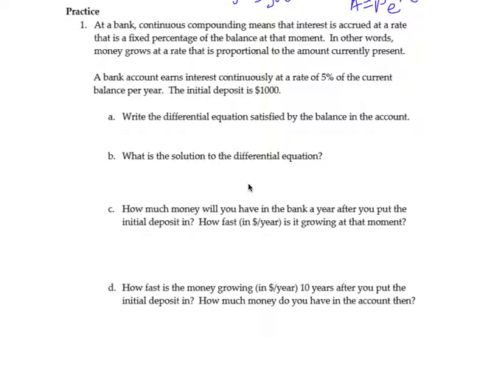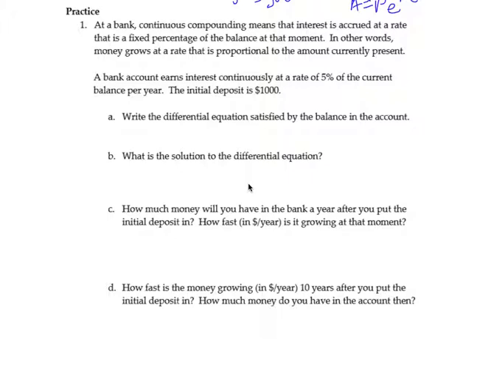Okay, so now let's do a practice problem. Let's read. At a bank, continuous compounding means that interest is accrued at a rate that is a percentage of the balance at that moment. In other words, money grows at a rate that's proportional to the amount currently present, right? The less money you have, the slower it grows. The more money you have, the faster it grows, right? So it's the same situation that we just described with dy/dt equals ky.